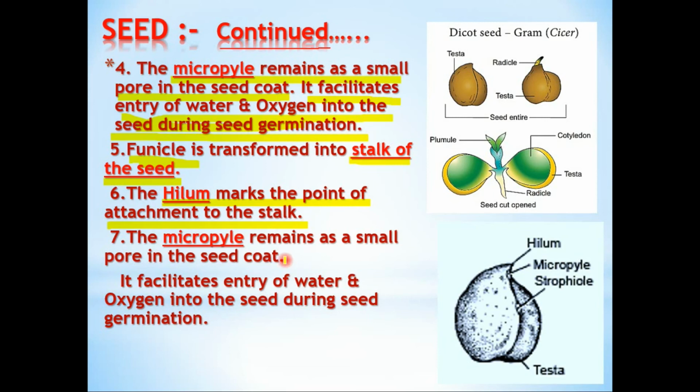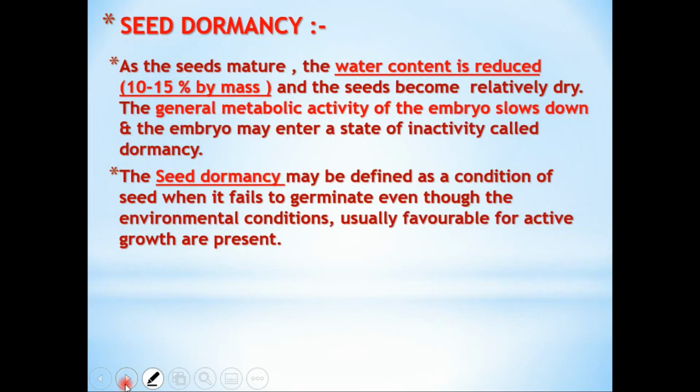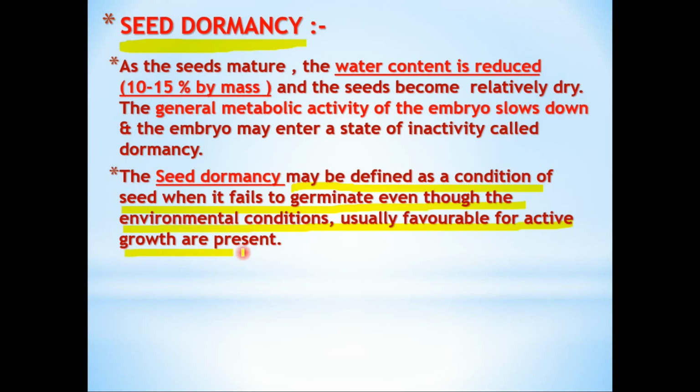Now a phenomenon called seed dormancy. What is seed dormancy? Seed dormancy may be defined as a condition of a seed when it fails to germinate, even though the environmental conditions usually favorable for active growth are present. It is a condition when you are providing everything required for the seed to germinate. You are providing oxygen, water, soil, and humidity. Even then, if the seeds fail to germinate, this condition is called seed dormancy.